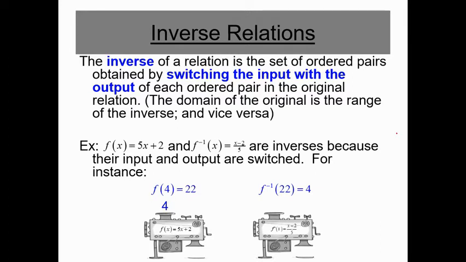If you'll look at our example, f of x is equal to 5x plus 2, while the inverse is equal to (x minus 2) over 5. Their inputs and outputs are switched. For instance, if I put in a 4 for the x in the original one, I will get out a 22. If I put 22 into the inverse, then I will receive 4 for the output.